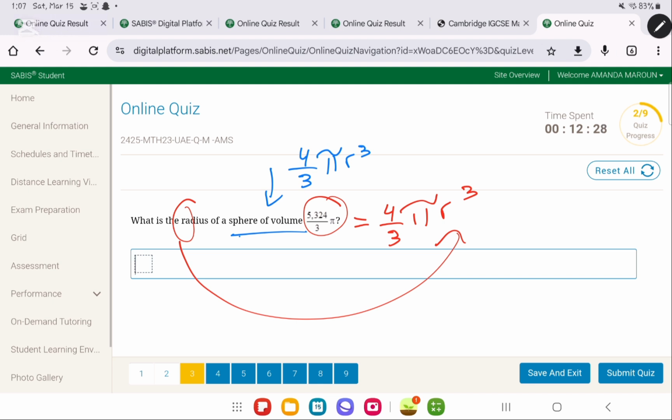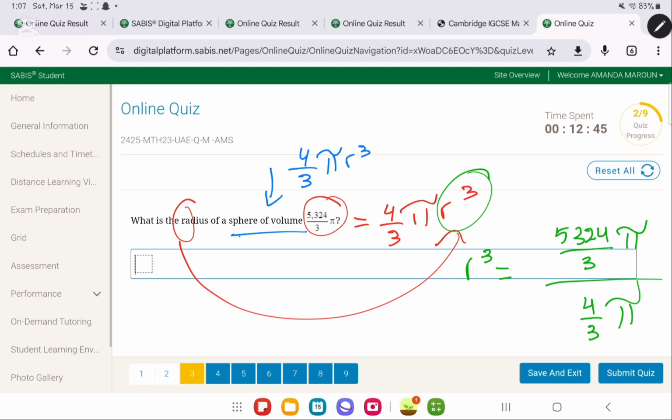Okay, so first of all, we're gonna keep r cubed by itself. So r cubed is gonna be equal to 5324 over 3 pi divided by 4 over 3 pi. So you put it on your calculator. If you want to make it easier, you can cancel what? You can cancel the 3 and the pi over pi, and you will be left with 5324 over 4. So you will put it on your calculator.